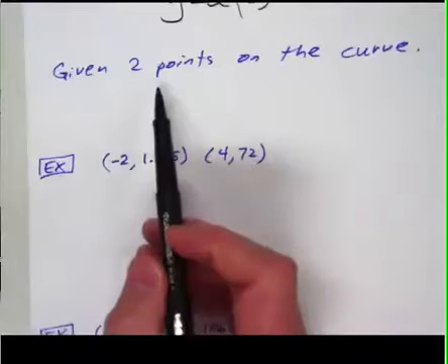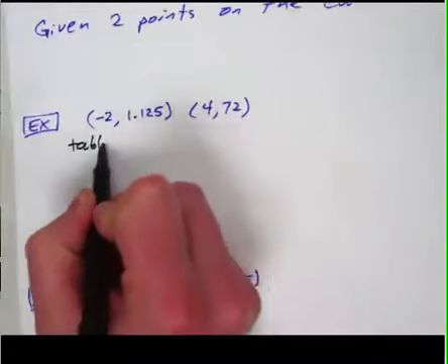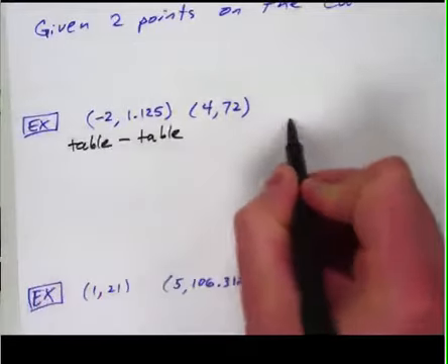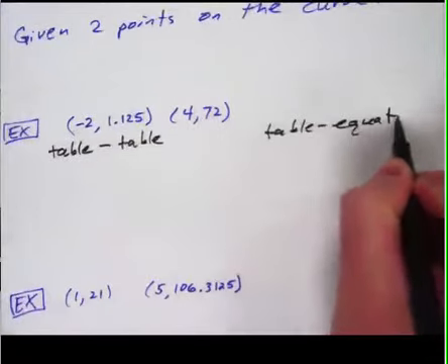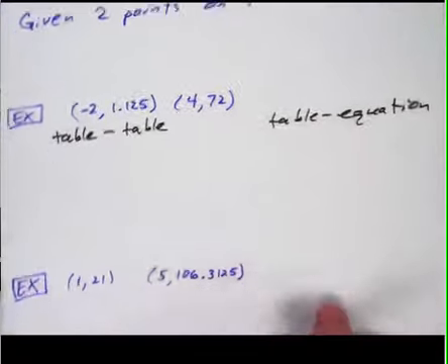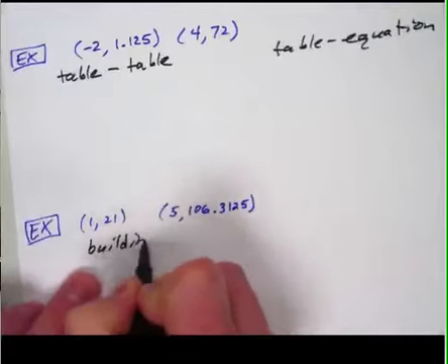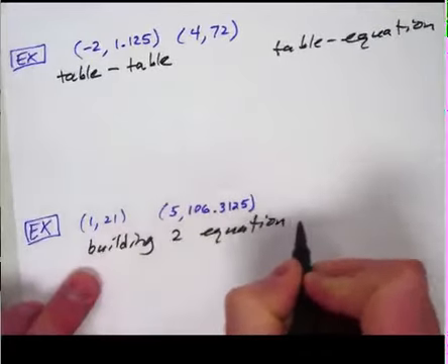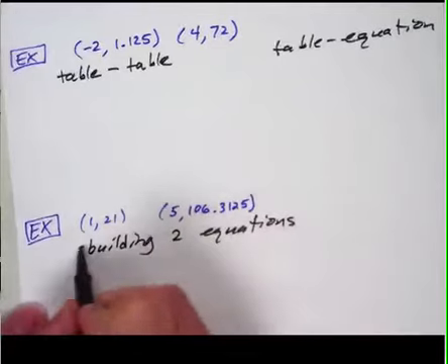Now if you're going to work on 2 points on a curve, you're either starting with tables and you're going to keep working with the table, so you would be a table person, or you can start with the table and then kick into the equation. I'm going to show that for this first one. The other way to do it is to start by building 2 equations right away, and then there are different things that you can do once you build 2 equations.